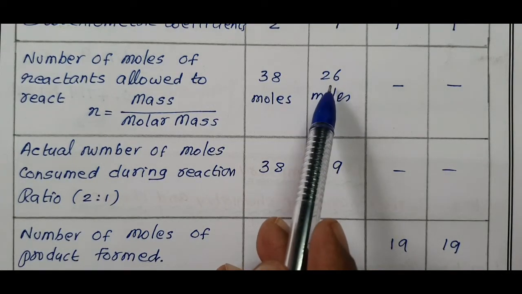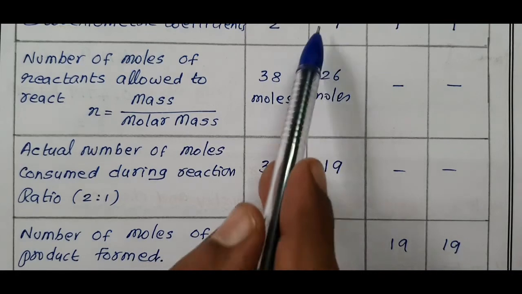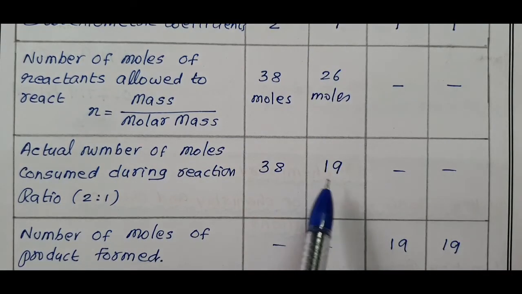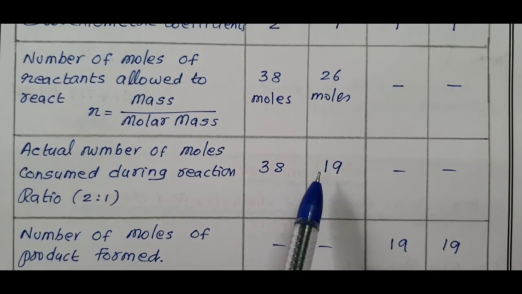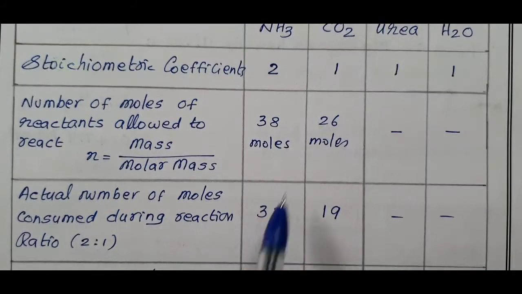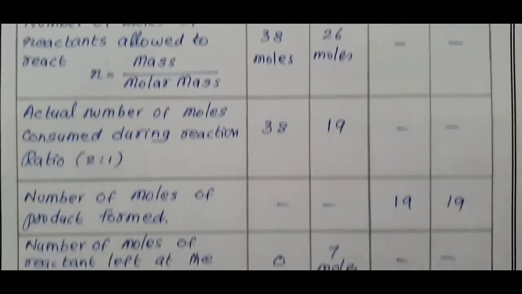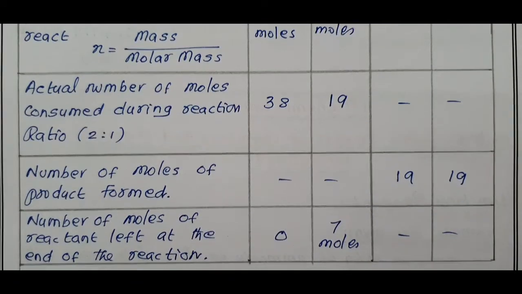Number of moles of carbon dioxide is 26. Among the 26, 19 moles undergo reaction. How do you find out this 19 moles? From 38 we find 19. How? 2 equal to 38 means 1 equal to 19. 19 moles of urea and 19 moles of water are formed.